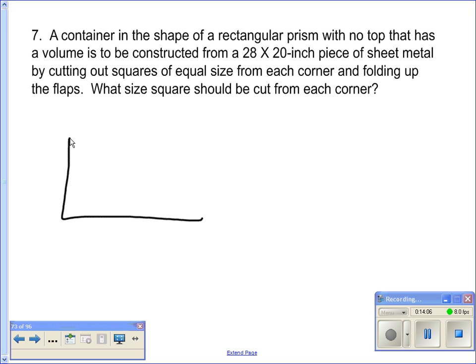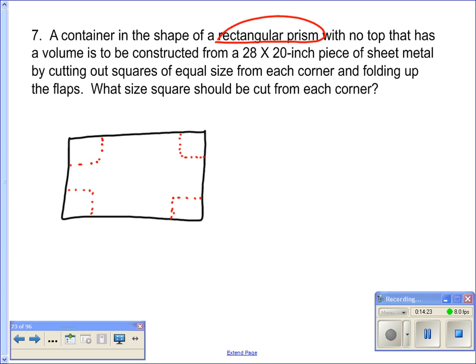Okay, so we've got this piece of metal here. And what we're going to do is we're going to cut these edges out. All right. And then we're going to fold up the flaps. And once we fold up those flaps, we will have our rectangular prism that it's talking about here. Now, it tells us that this is 28 initially, and this is 20.